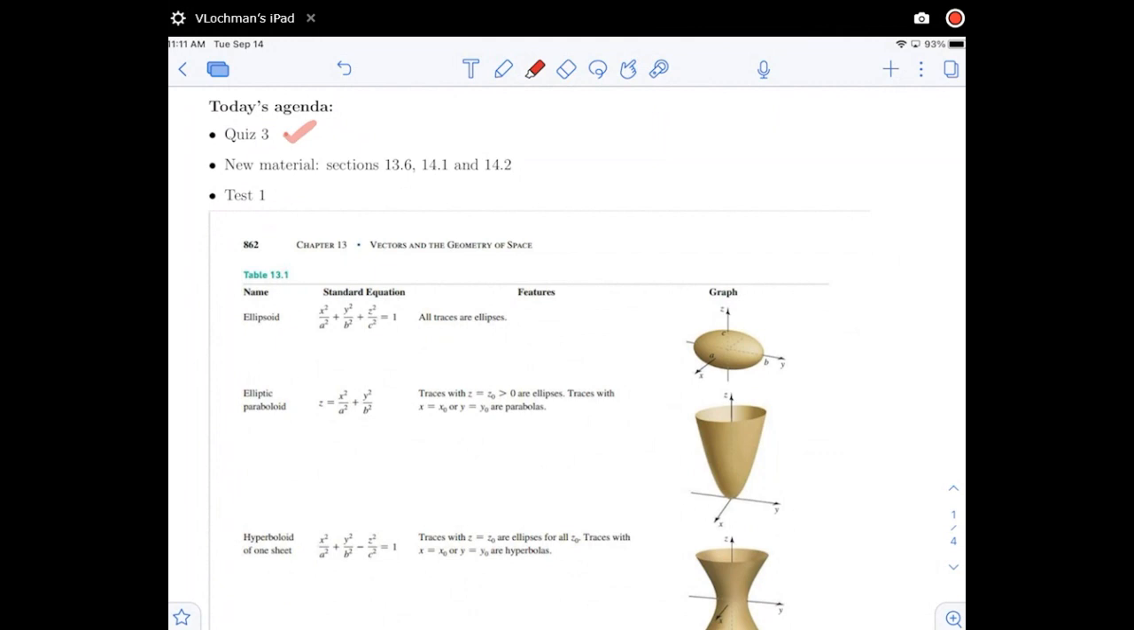And while 13.6 is a section in this last chapter 13 that's on your test, the actual section 13.6 is not on the test. So let me go ahead and make a note. This is not on the test, not on any test.